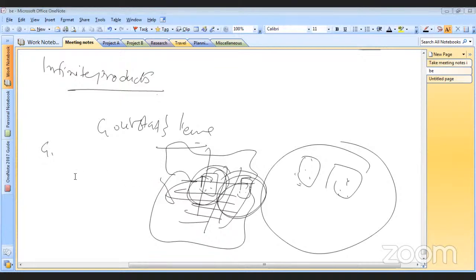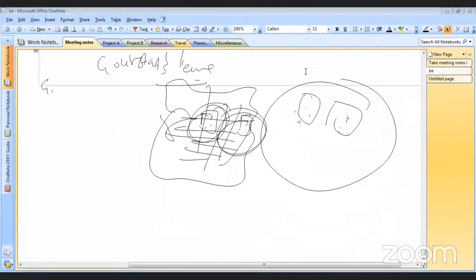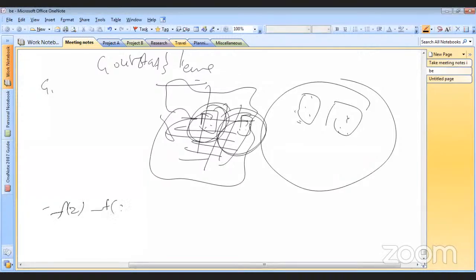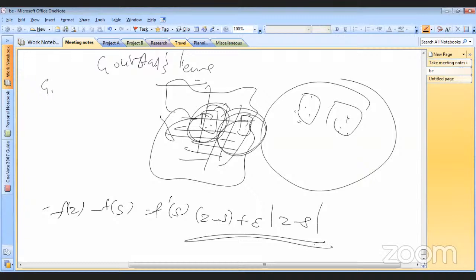Therefore f of z minus f of s is equal to f dash s times (z minus s) plus epsilon times modulus of (z minus s), so we can write that as epsilon. These are very important. You can study the basic fundamental formula for the lemma.